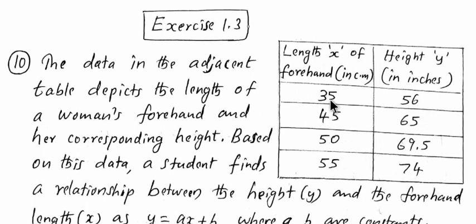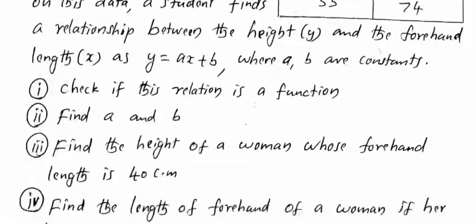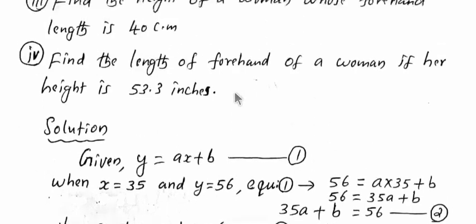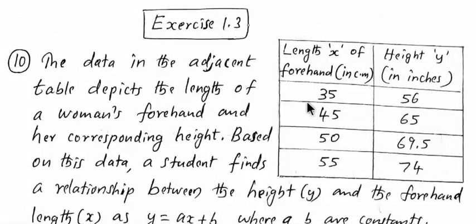Take first value of x. When x is equal to 35, then take x is equal to 45. Take any two of the values of x: first one or second one, or second or third or fourth, etc. Take any two of them. Here we can take first one and second one.